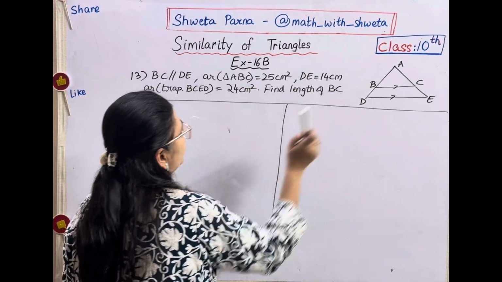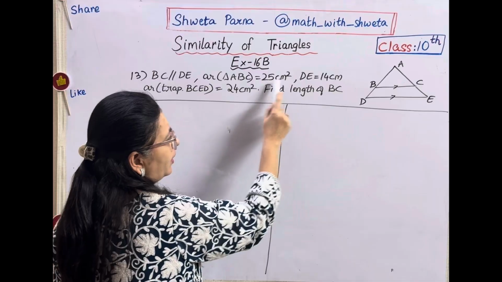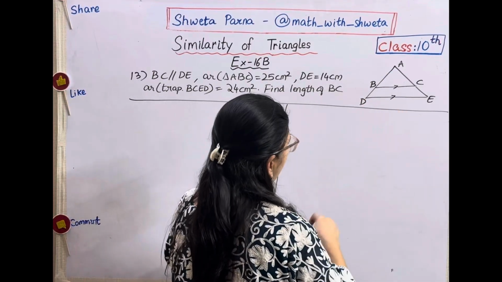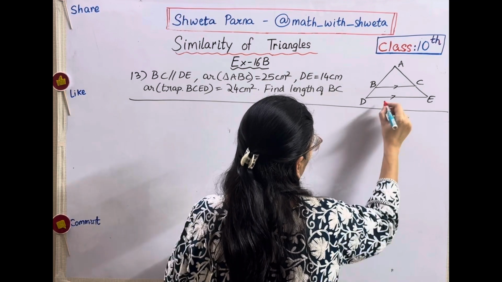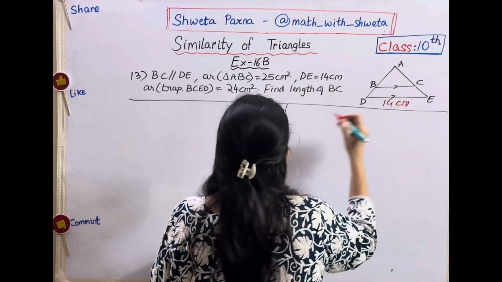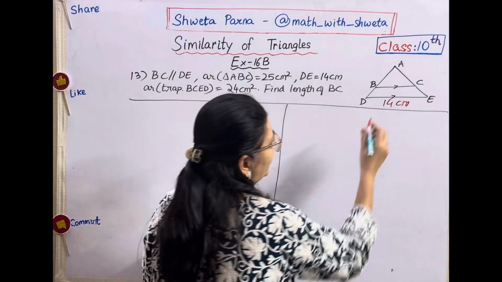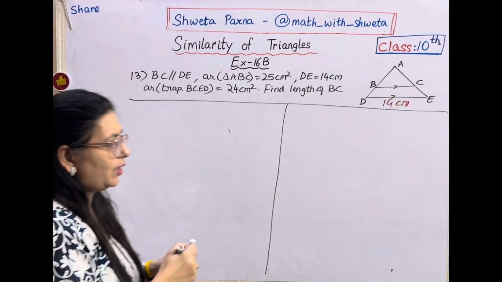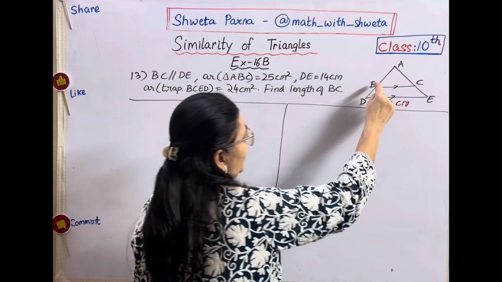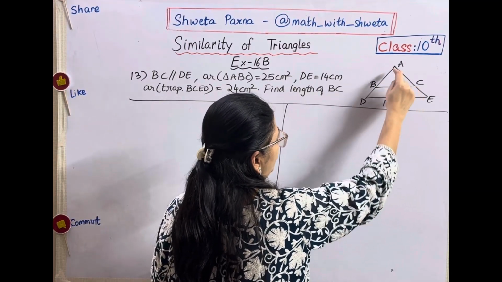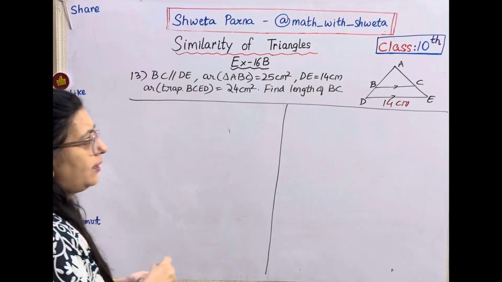BC is parallel to DE. Area of triangle ABC is given. DE is given as 14 centimeter. Area of trapezium is given, which is 24. Find the length of BC. Okay, BC you have to find. So first what you will do, these two sides are parallel. First you will prove triangle ABC is similar to triangle ADE.